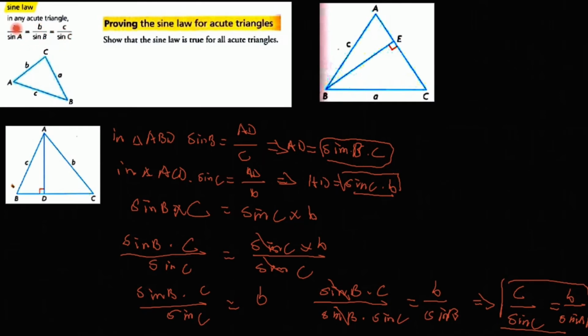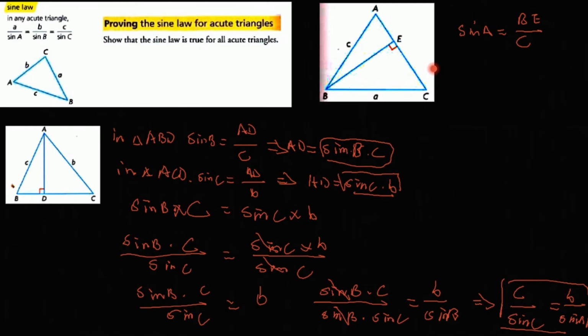So how to prove a over sin A equals c over sin C? We draw another same triangle, but this time I draw height BE, the height to AC, perpendicular to AC. So the big triangle ABC forms two right triangles. In triangle ABE, sin A equals opposite side BE over c.